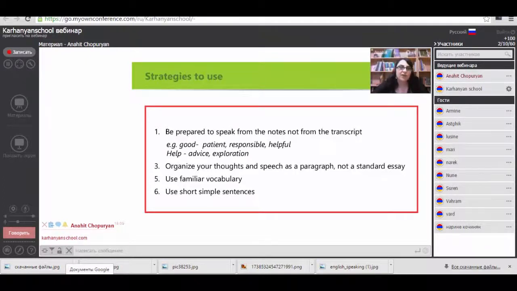Then, of course, organize your thoughts and speech as a paragraph, not as a standard essay. As a paragraph, because we say that a paragraph has a topic sentence and then it goes explaining. Imagine that your speaking should be like a small paragraph of an essay, not a big essay, because if you organize it as a big essay, you will have problems starting from a general, then organizing your paragraph. So organize it as a small, concise paragraph.